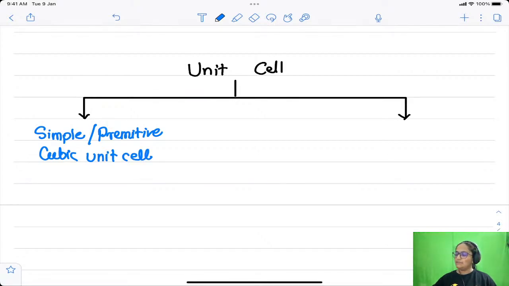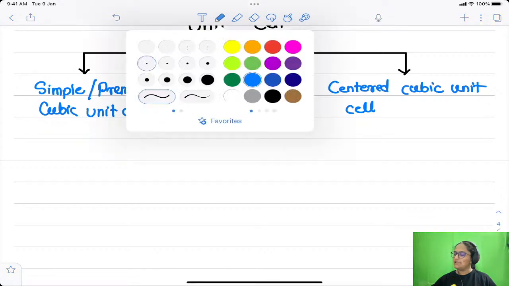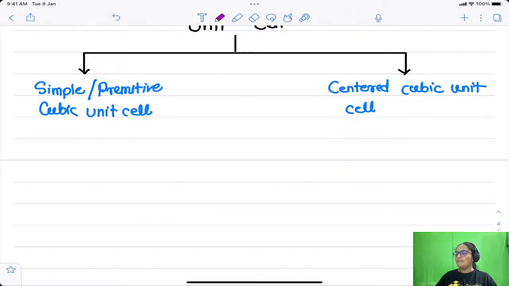Whereas the other type is called the centered cubic unit cell. What is the meaning of these two things? I'll explain now. In a simple cubic unit cell, the atoms are the constituent particles. For some crystals it may be atoms, for some it may be metals, for some it may be ions. It depends on the nature of the substance, right?